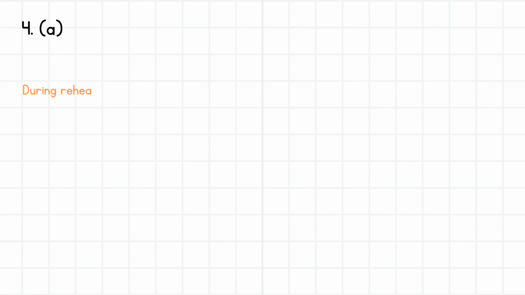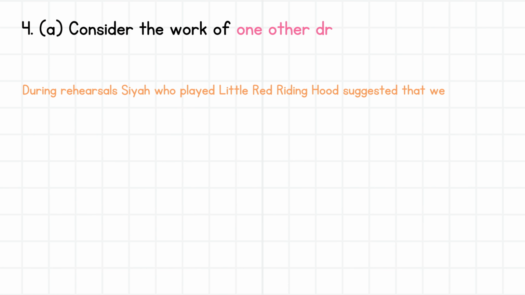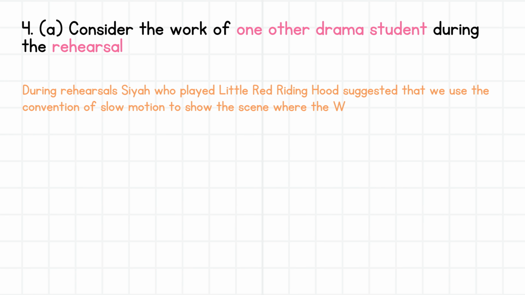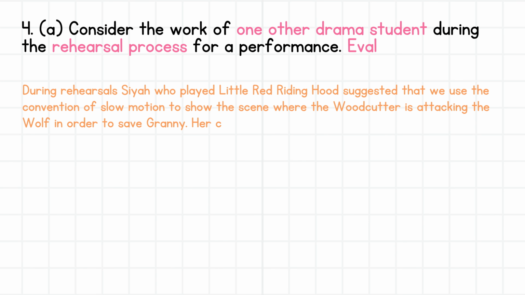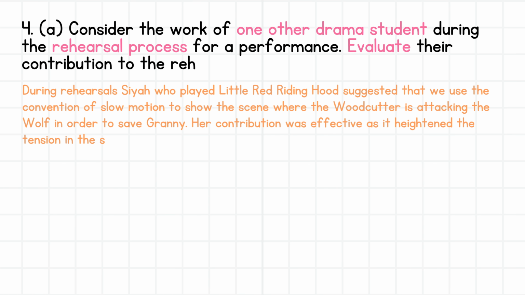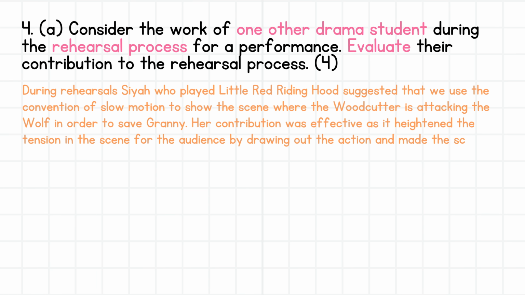For this model answer, I've written, during rehearsals, Sia, who played Little Red Riding Hood, suggested that we use the convention of slow motion to show the scene where the woodcutter is attacking the wolf in order to save Granny. Her contribution was effective as it heightened the tension in the scene for the audience by drawing out the action and made the scene more controlled and therefore safer for the actors involved.